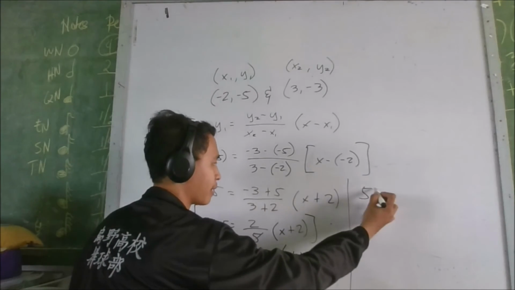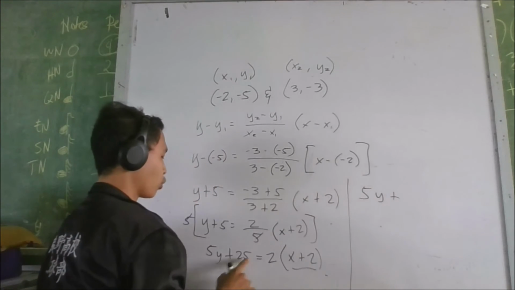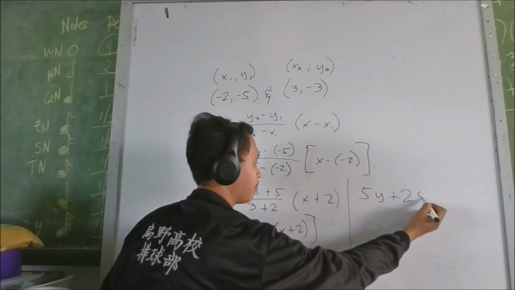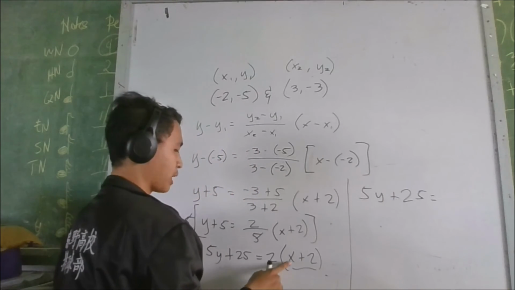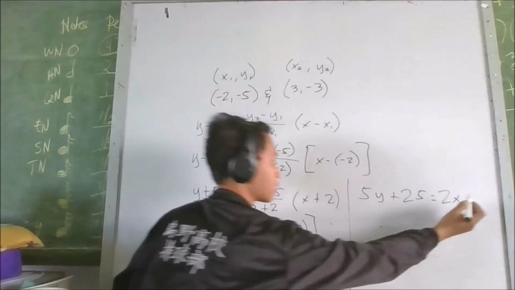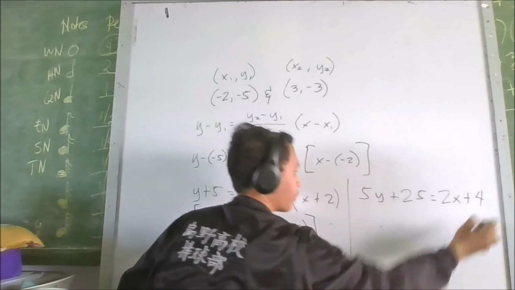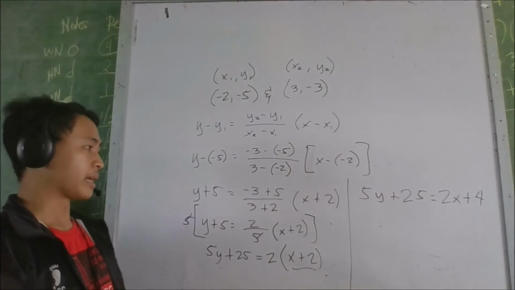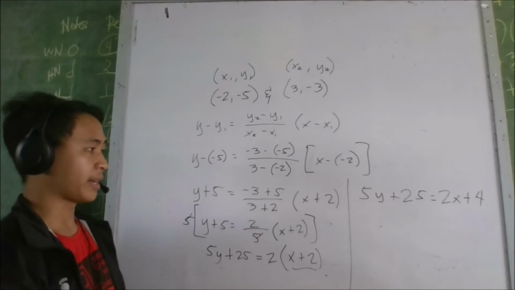So, 5y plus 25 plus 25. That would be equal to 2 times x is 2x. 2 times 2 is positive 4. Okay? So that is the answer there. But that's not yet the final answer.